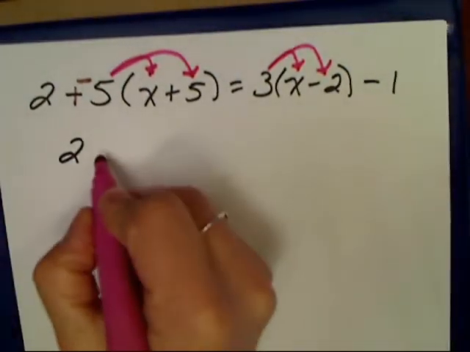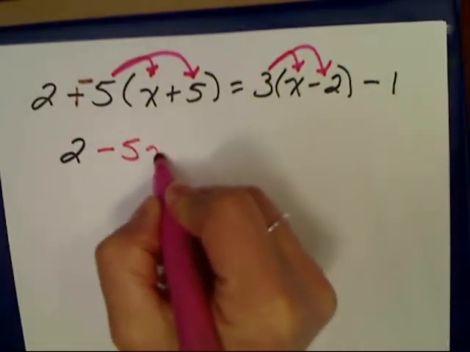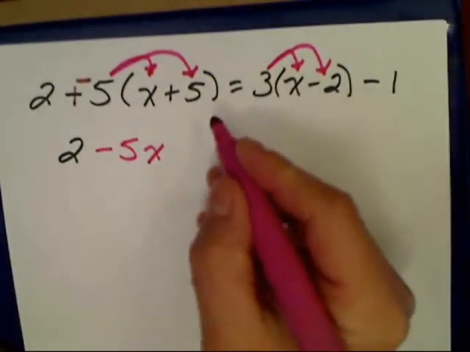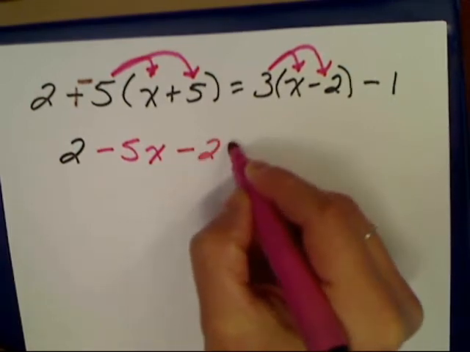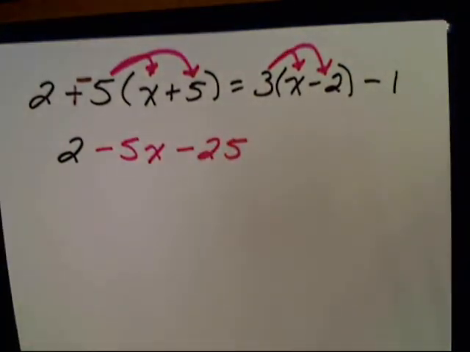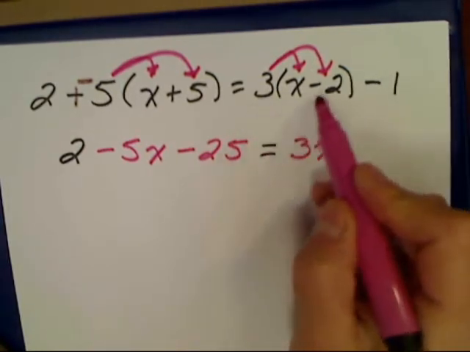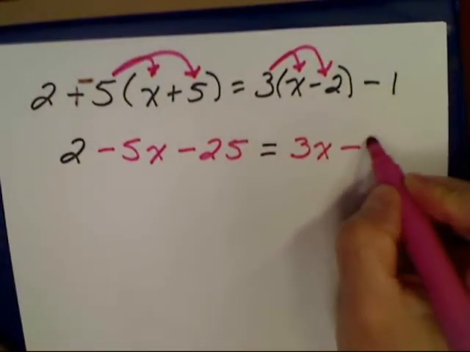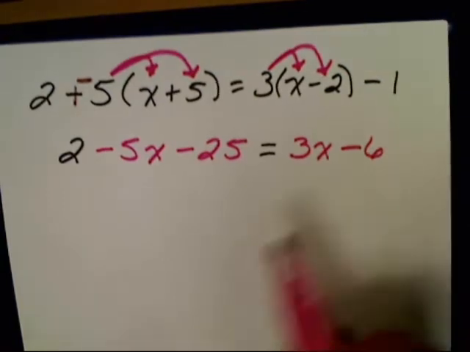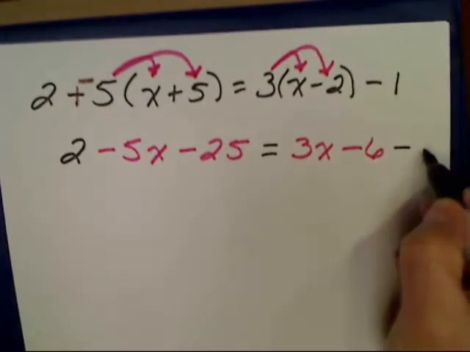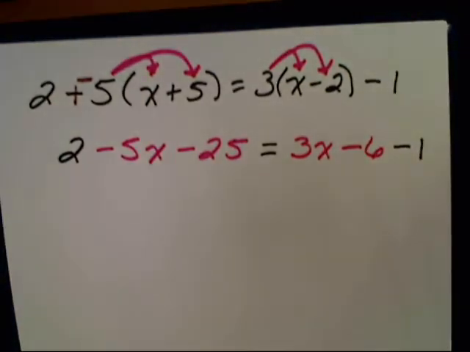-5 times x is a -5x. We write that as minus 5x. It's either a negative or it's a subtraction, not both. -5 times a positive 5 is a -25, equals 3 times x is 3x. 3 times a -2 is a -6. There's still a different term, so you need to have a sign to separate your terms. And then don't forget that -1 at the end.